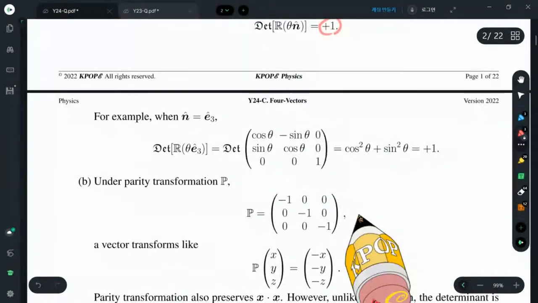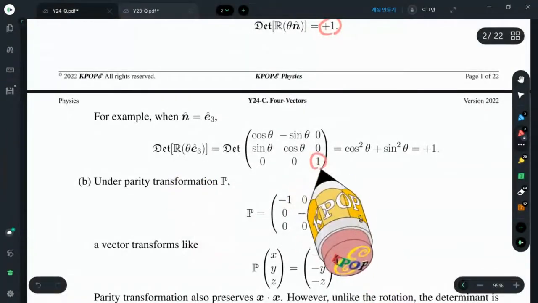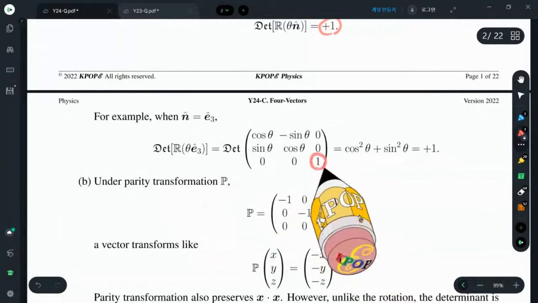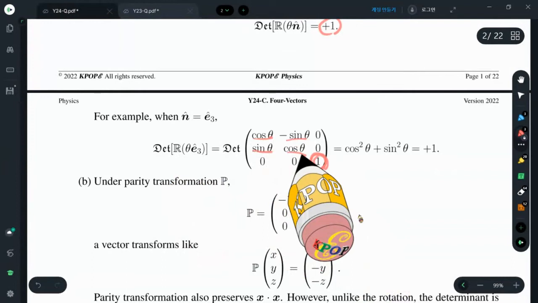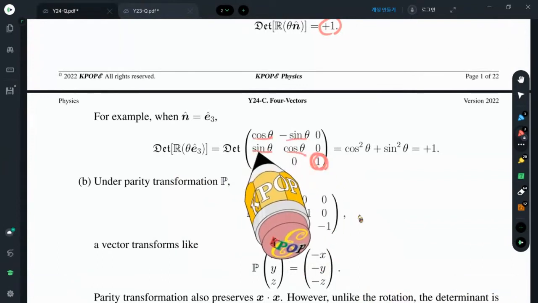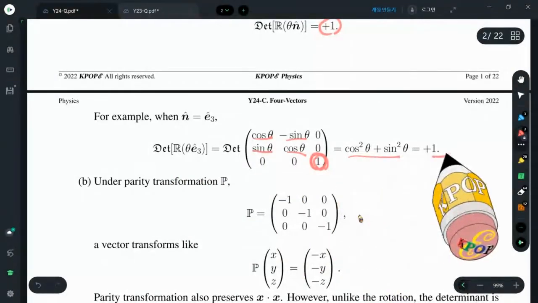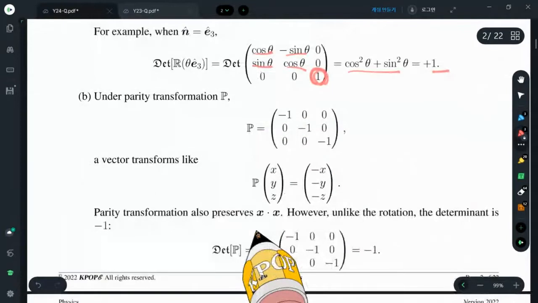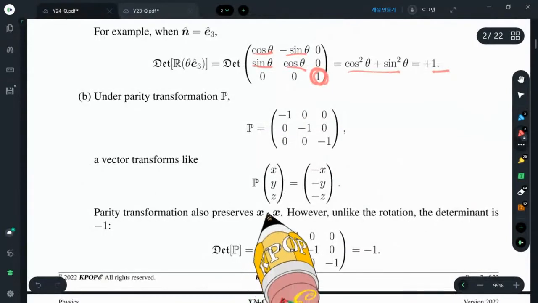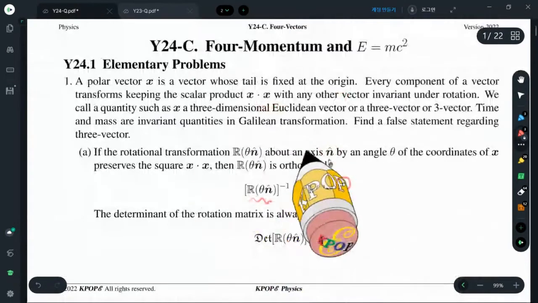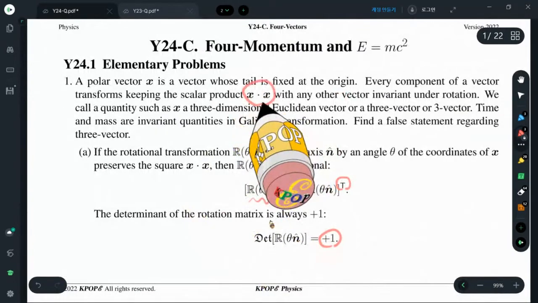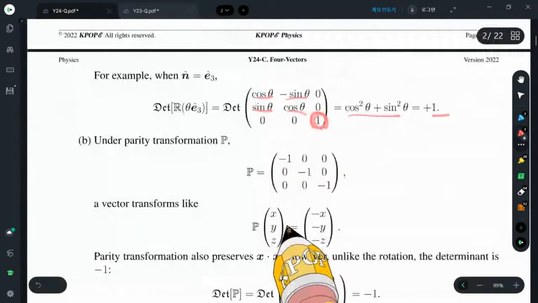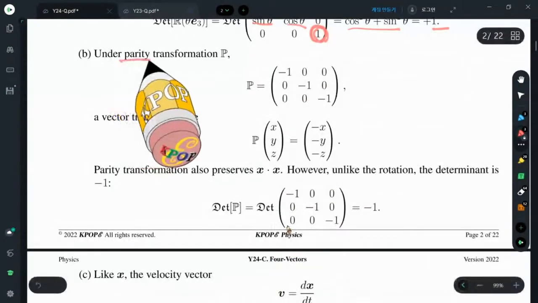For example, the rotation about the z-axis keeps the z component the same, and it changes the x and y components. Its determinant is trivially 1. There is another transformation in addition to the rotation that keeps x squared invariant. That is, for example, parity.